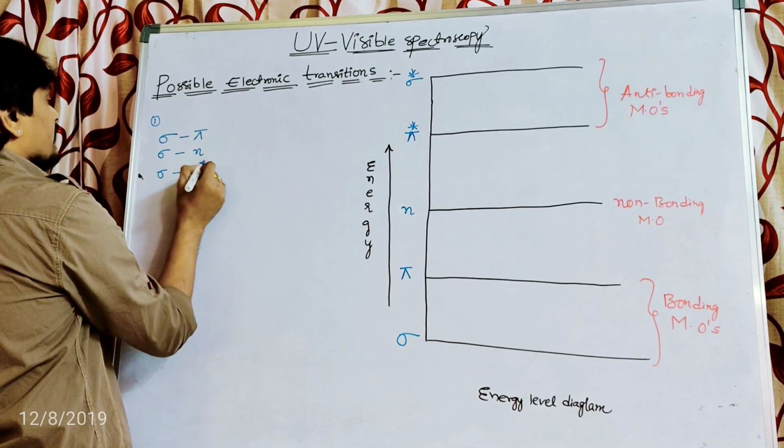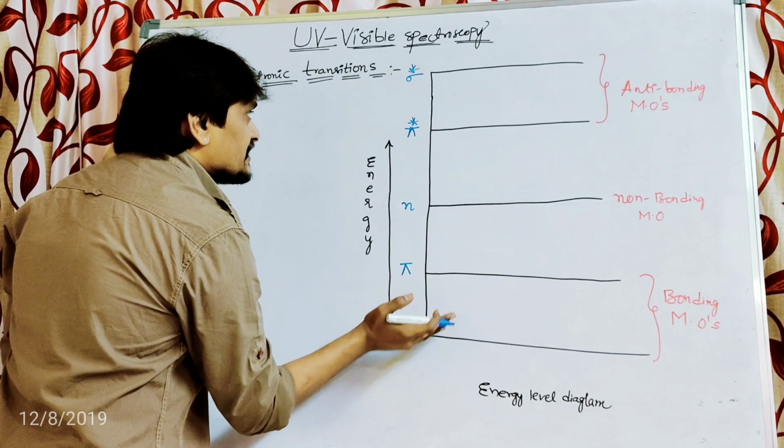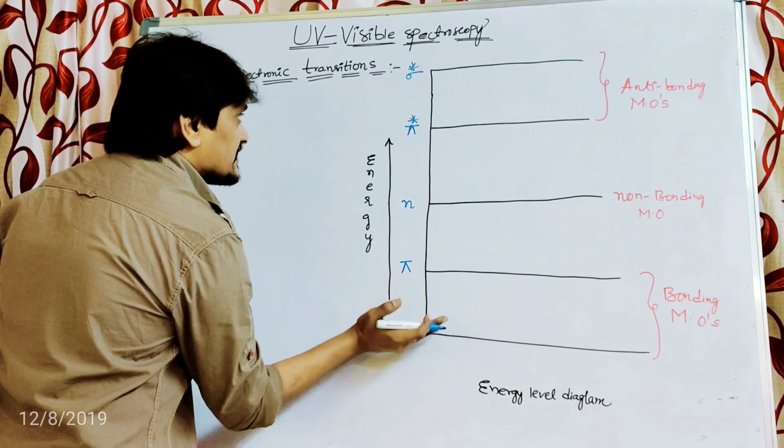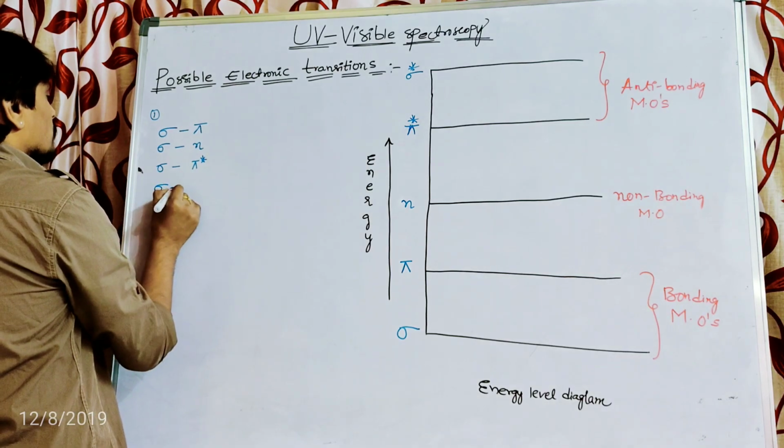Keep this in mind. Sigma to pi star. And another electronic transition which is expected with respect to sigma is sigma to sigma star. Sigma to sigma star.